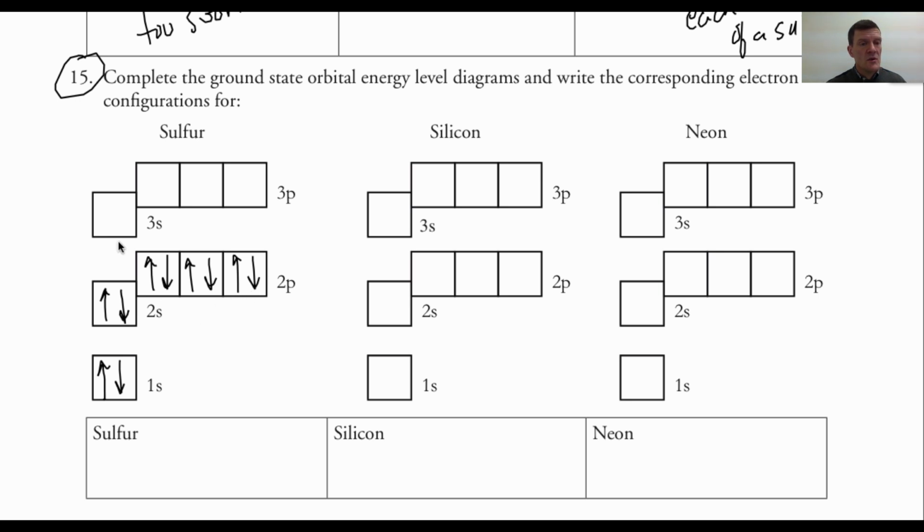Then we would go on to the 3s and fill that one, and then we would put 1 in each of the 3p, and now we're going to put our last sulfur electron and double it up back up here in the first 3p orbital. 2, 4, 6, 8, 10, 12, 14, 15, 16. Sulfur has 16 electrons that we have to represent in our orbital diagram. So what is the code?